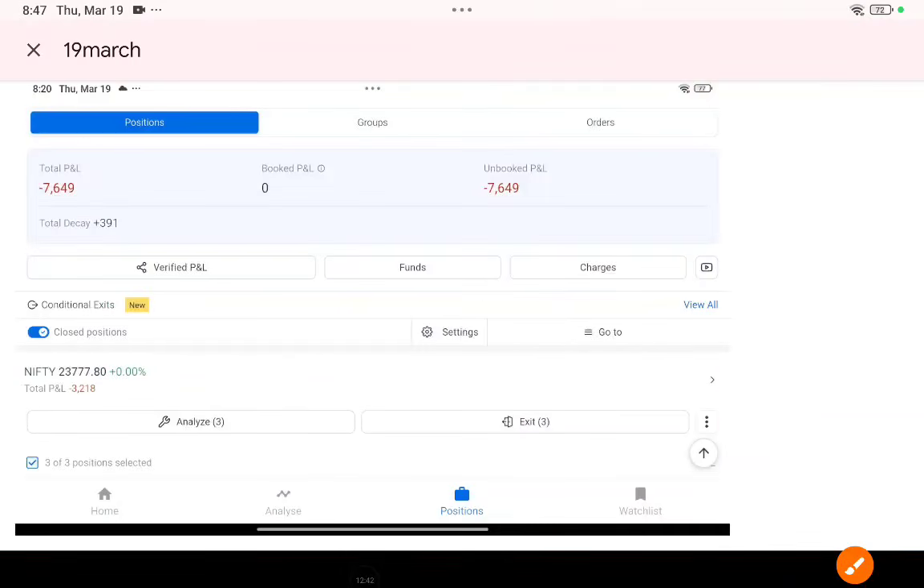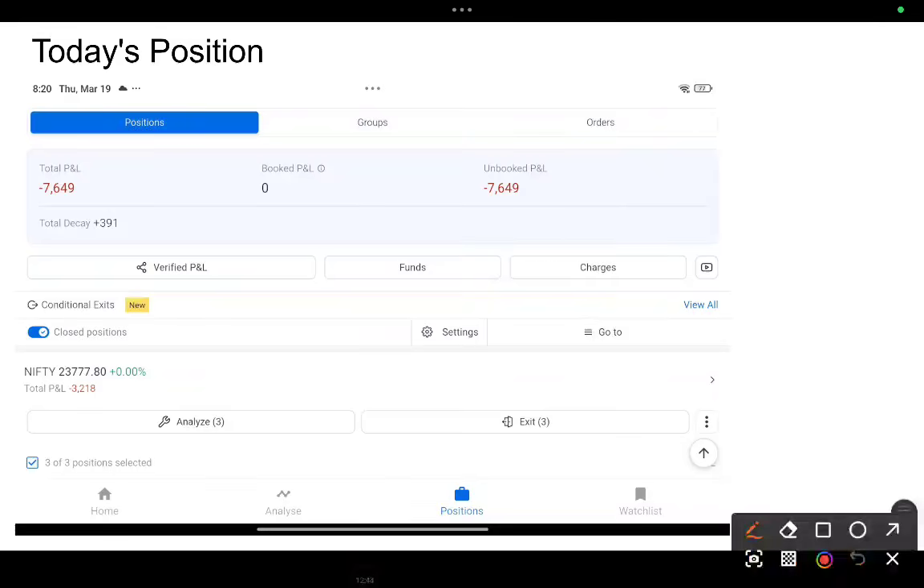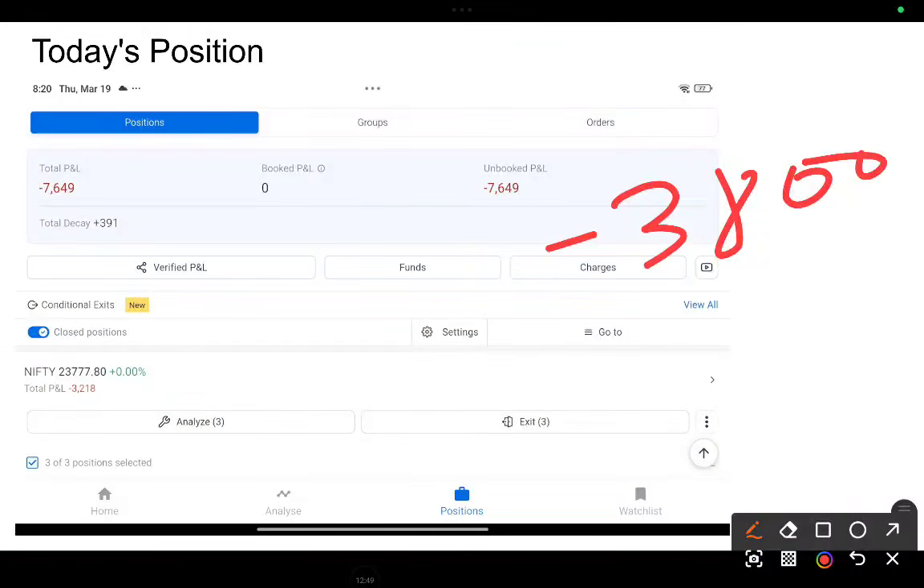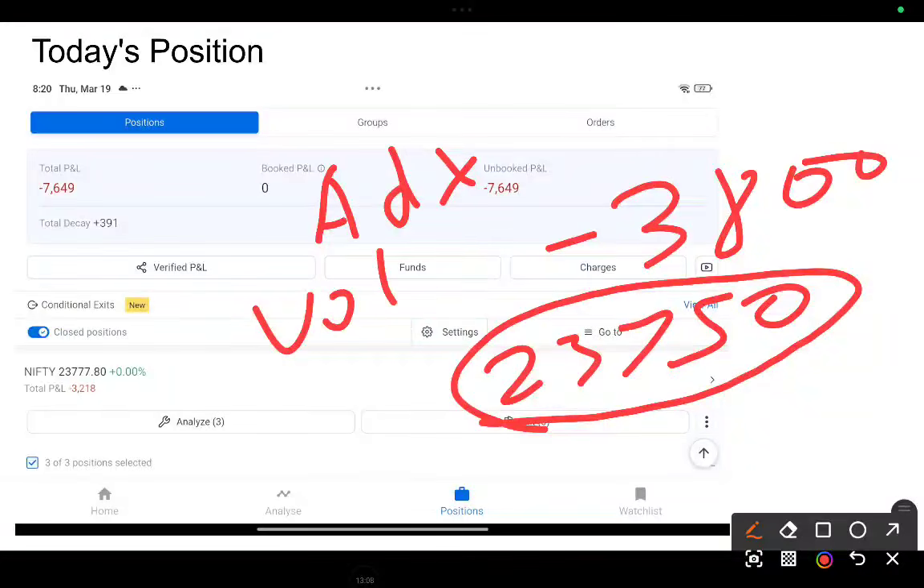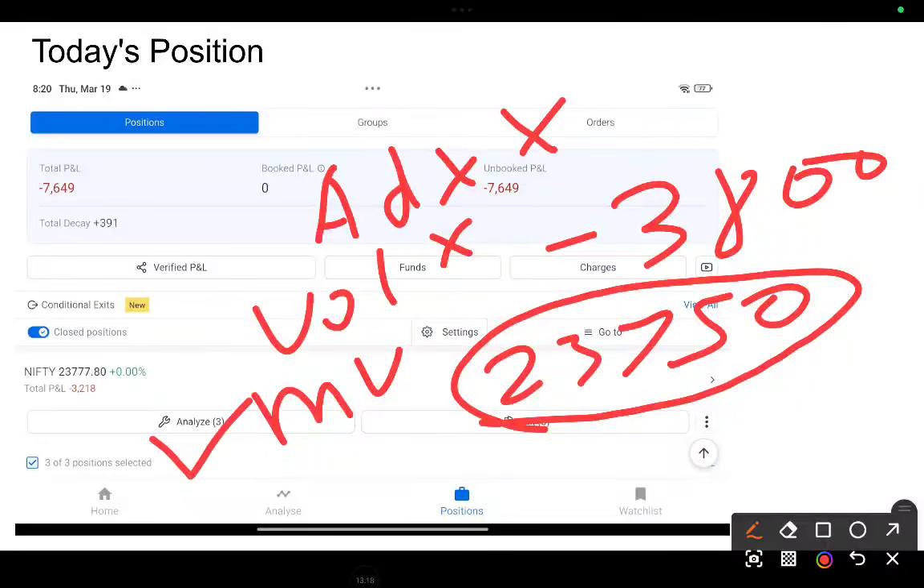All right, so my open position. Yesterday my position was around 3,800 negative, and I already mentioned that if Nifty hits 23,750, with a 1 hour candle close above this level, then I will take it as a stop loss and exit. But like I mentioned, I also check the trend in terms of ADX, volume, and moving averages. On the chart, ADX didn't satisfy my condition, volume didn't satisfy my condition, only the moving average satisfied my condition.